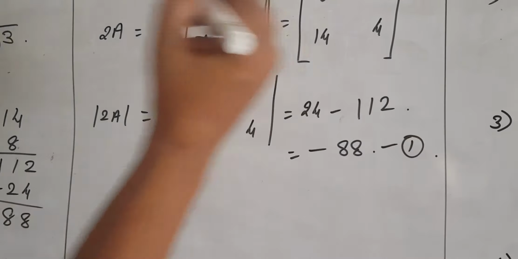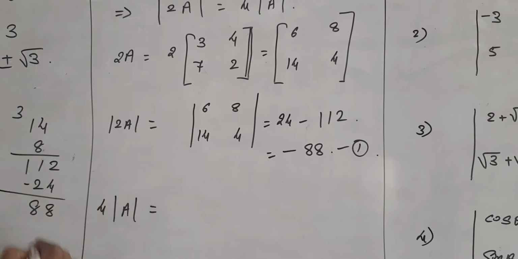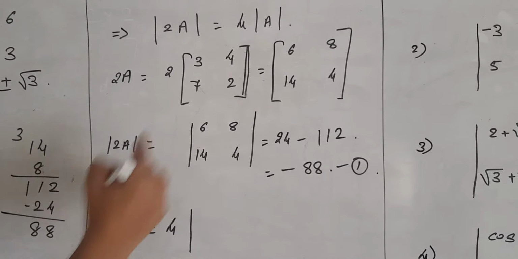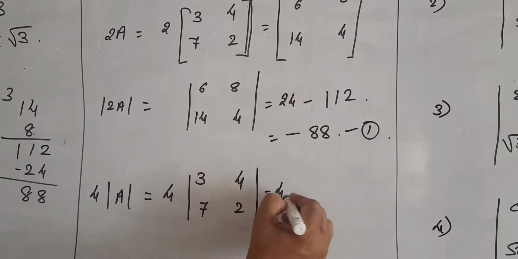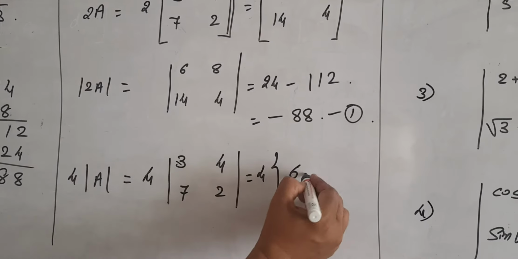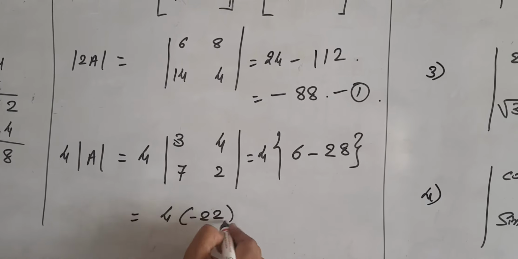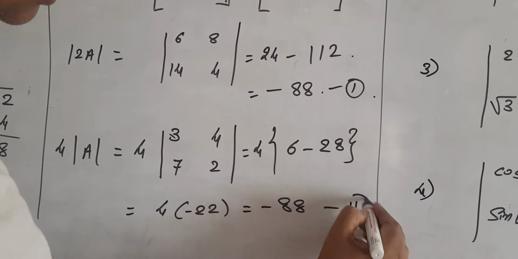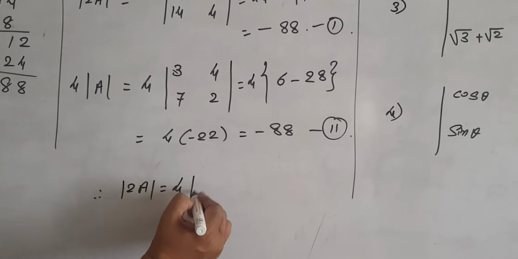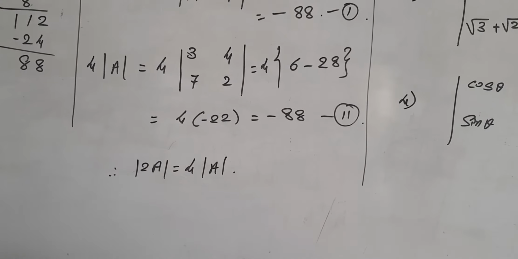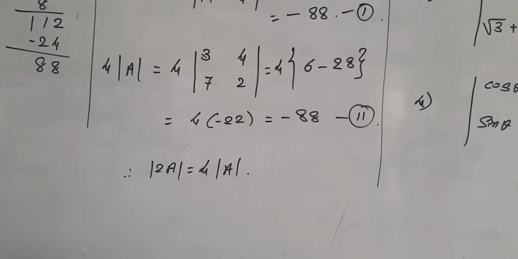This is your number 1. Now for the right hand side, 4 into determinant of the matrix, means 4 into determinant of the original 3, 4, 7, 2. 4 stays outside. 3 2s are 6 minus 28. So this should be 4 into minus 22, which is minus 88. From 1 and 2 we can say that the determinant of the matrix 2A is equal to 4 into determinant of the matrix A.